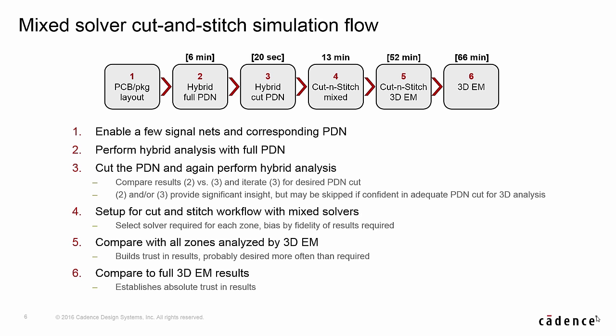Step 4. Perform a mixed solver cut and stitch simulation. Define zones to partition 3D versus uniform routing areas. Then select the appropriate solver for each zone and launch the simulation.